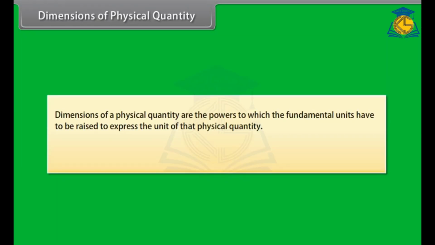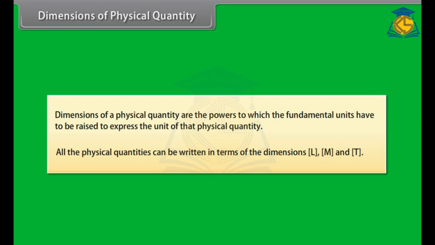Dimensions of a physical quantity are the powers to which the fundamental units have to be raised to express the unit of that physical quantity. All the physical quantities can be written in terms of the dimensions L, M, and T.